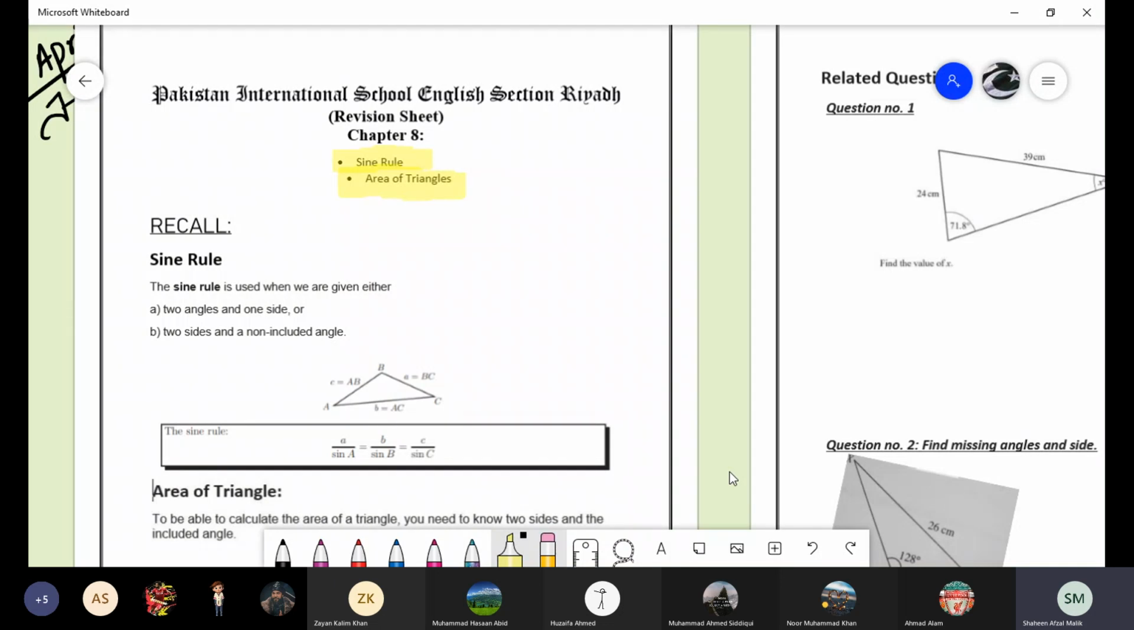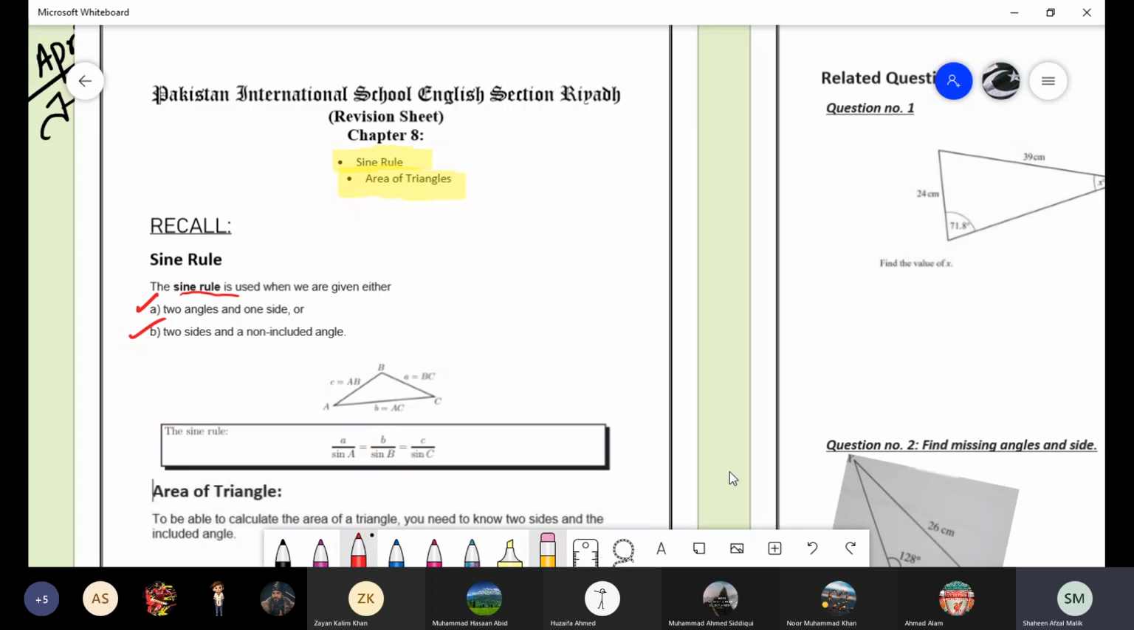So how and when do we have to use the sine rule? The very first thing, what is a very important point regarding the sine rule and the area of the triangle? Yes, boys. It is related to a right angle or not right angle triangle? When we are applying the sine rule or the area of the triangle, it should be a not right angle triangle, my dear. And we use the sine rule when we are given, number one, two angles and one side, and the second, two sides and a non-included angle. Then we use the sine rule.